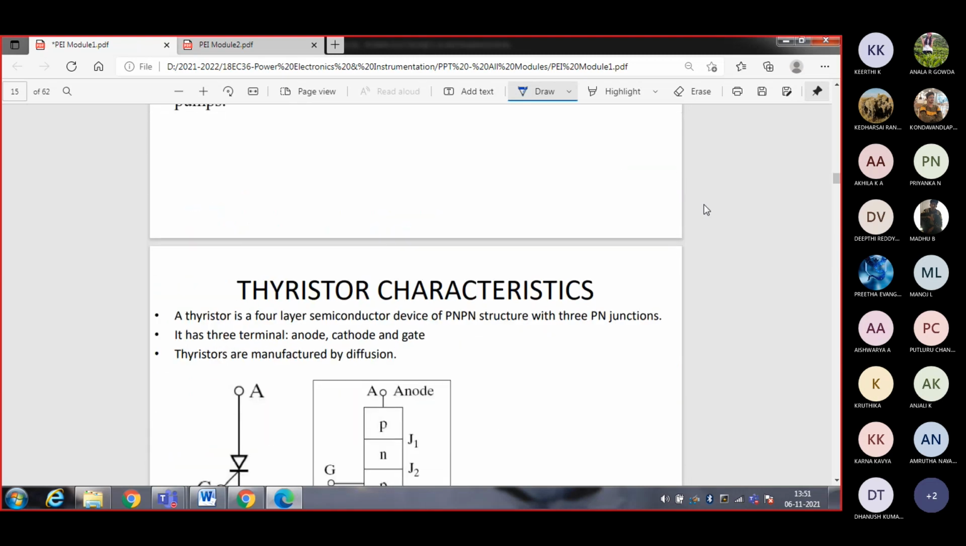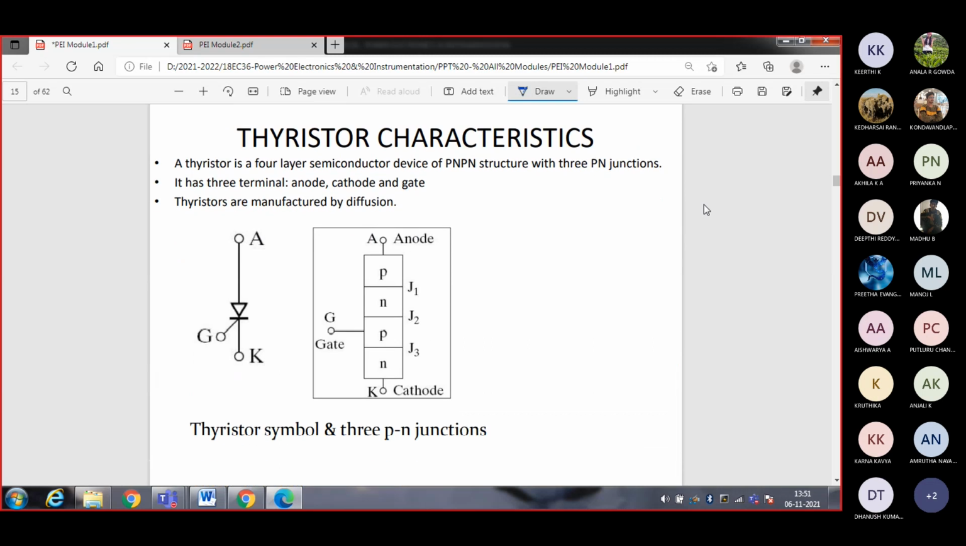Transportation, utility system, everything. Next is very important. What do you mean by thyristor? How exactly is a thyristor going to work? What are the characteristics of the thyristor? With your VI characteristics, you're supposed to explain that.